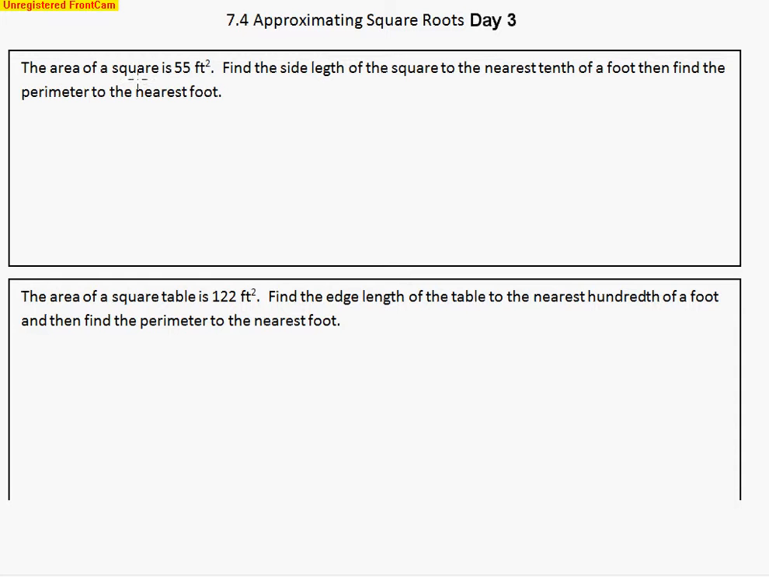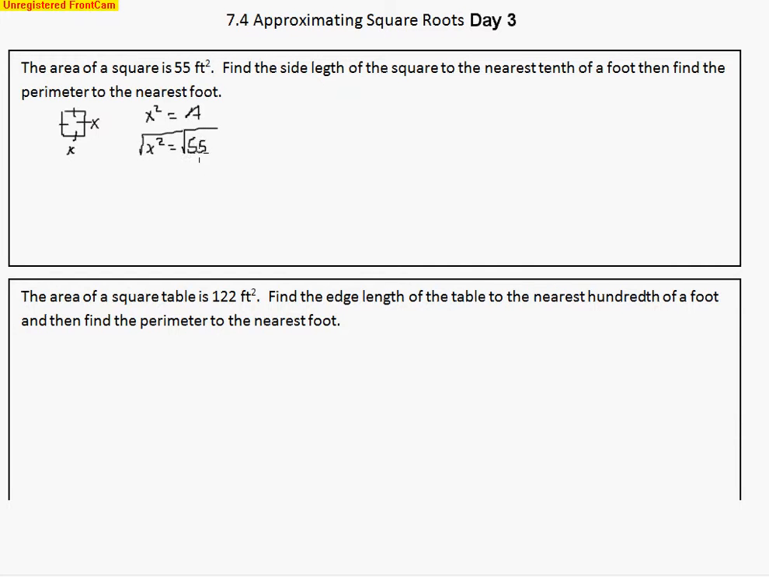The area of a square is 55 square feet. Remember, a square has all sides the same. So if I did not know one side, I could find it by knowing the area. The area is just going to be x squared, so x times x will equal the area. If I substitute the 55 in place of the area and take the square root, I would have the answer. So here we go.